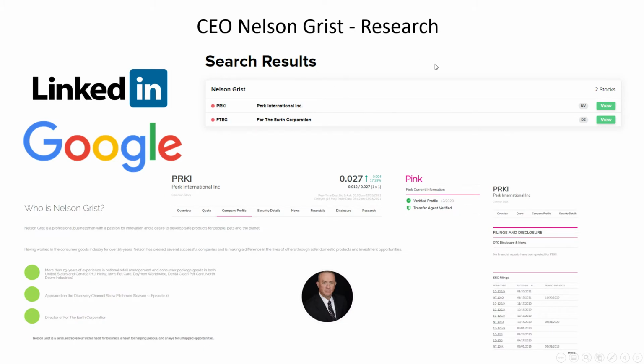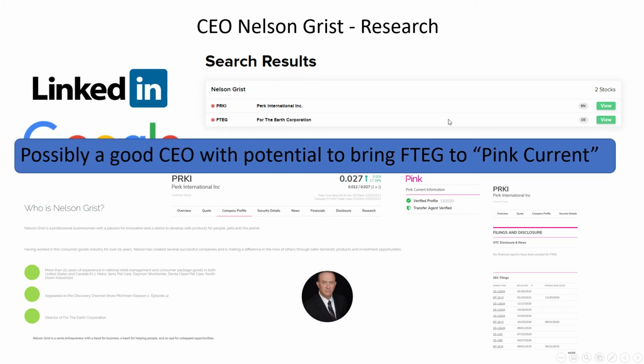For that, we're going to use everything in our arsenal of weaponry. We will use LinkedIn, Google, we will use FilingRE, we will use whatever we can find. And from that, we will derive that Nelson Grist is a profound businessman and has been for the last 20 years. He is also the CEO of a pink current stock called PRKI, and it is also high priced. Now, from that, we can derive that maybe this CEO has the potential to bring FTEG to a high price and to pink current as well.